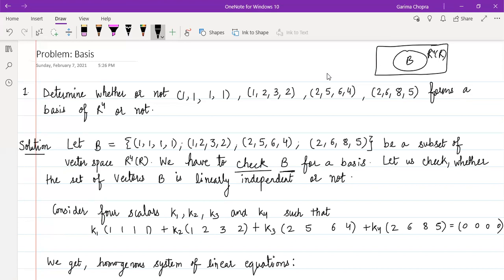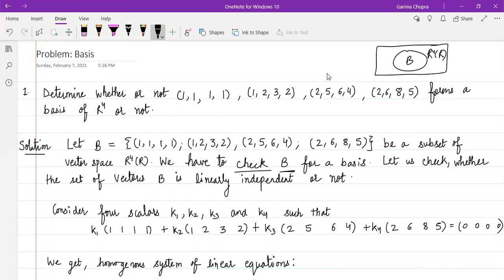Let us check whether the vectors present in this set B are linearly independent or not. And if they are linearly independent, then we will check whether they span R4 or not. So let us check first for the linear independence. For checking the linear independence, since we have four vectors, we will consider four scalars, and we will assume that the linear combination is equal to the 0 vector.